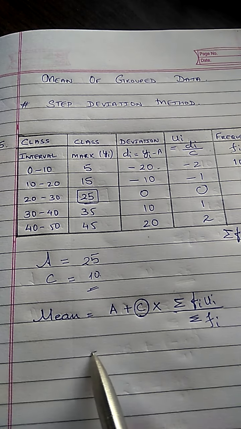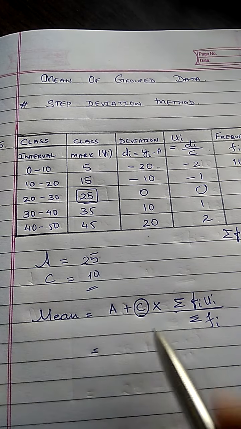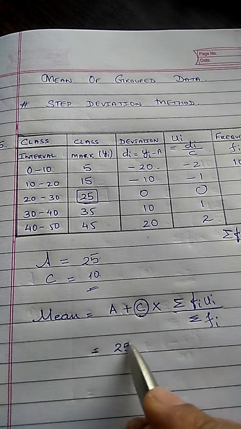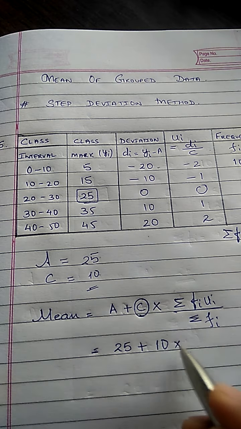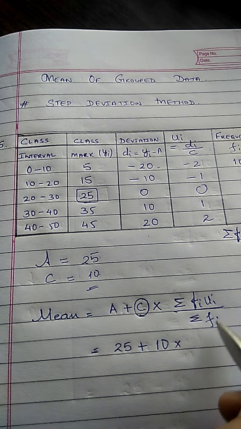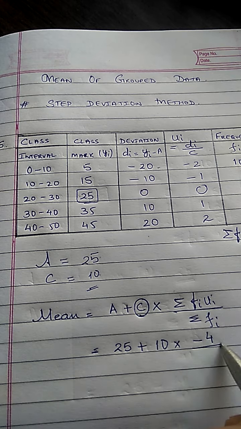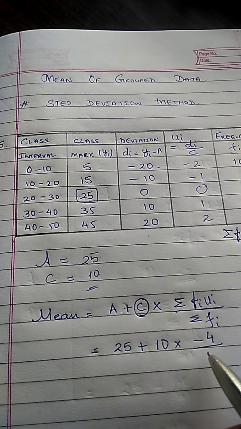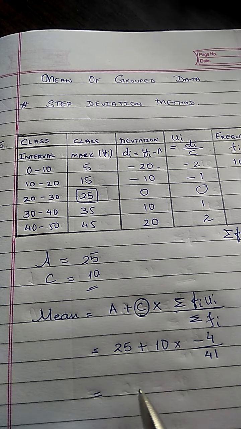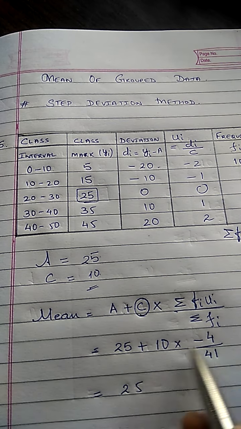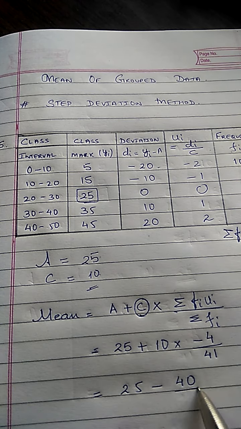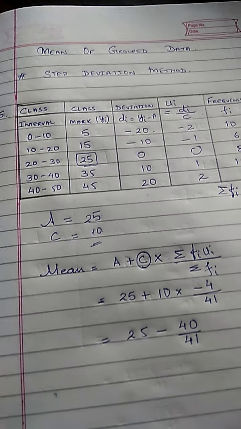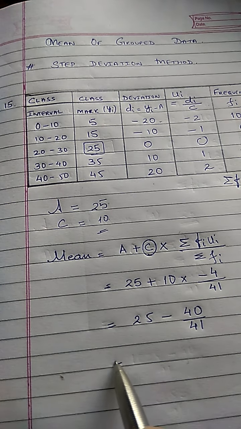Let us replace the values. The assumed mean we had taken was 25. The size of each class is 10. Summation ui fi is minus 4 divided by summation of fi is 41. Let's simplify this. So we have 25 minus, since minus into plus is minus, 4 into 10 is 40 divided by 41. Now this becomes similar to what we have done in the previous method.